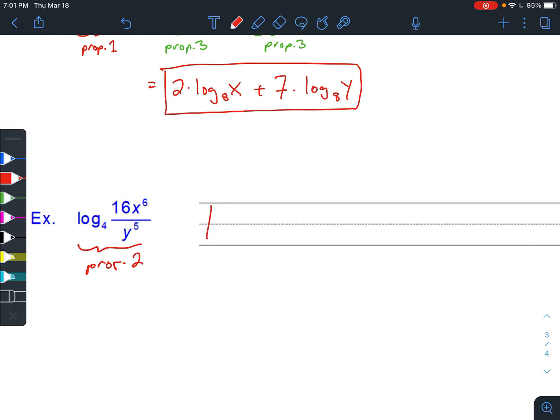All right, so again, just to separate all of our subscripts and exponents, we've got log subscript 4, and then we've got ourselves a 16x to the 6th. All right, and then we're going to have a minus sign because we're doing a quotient, and then it's log base 4 y to the 5th.